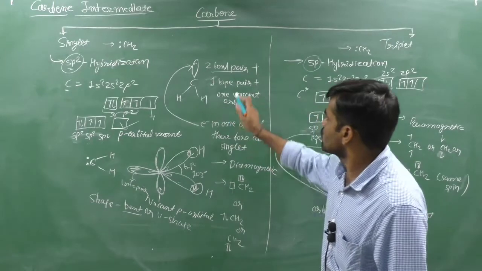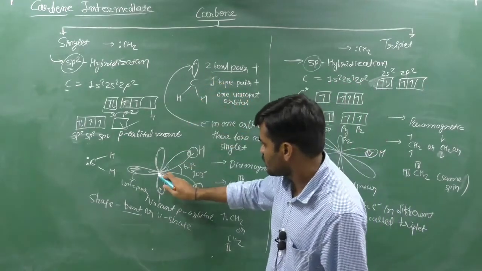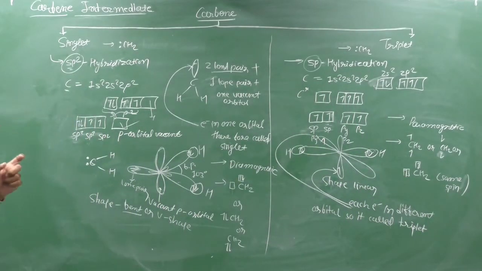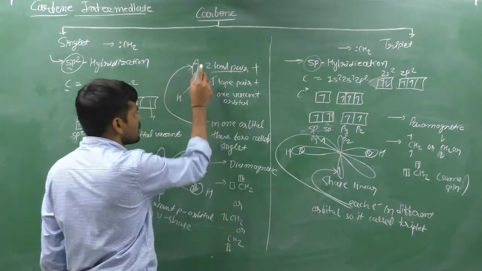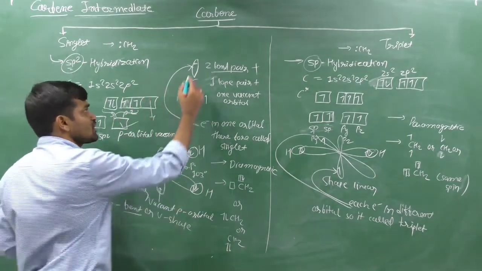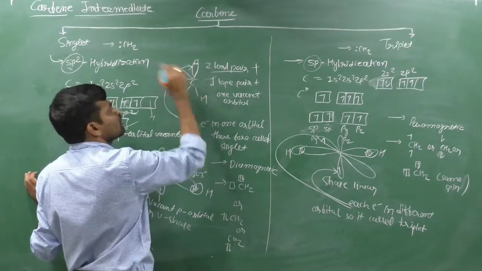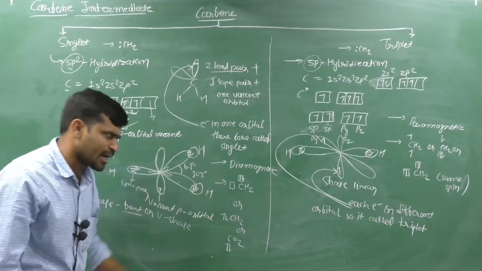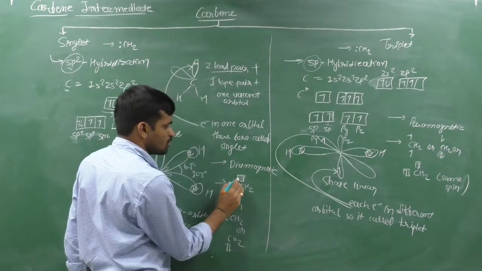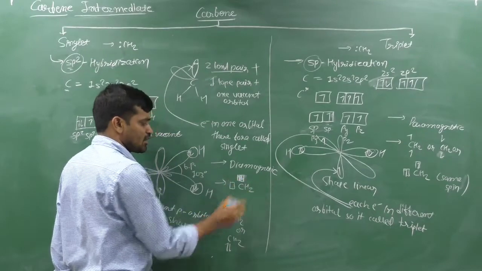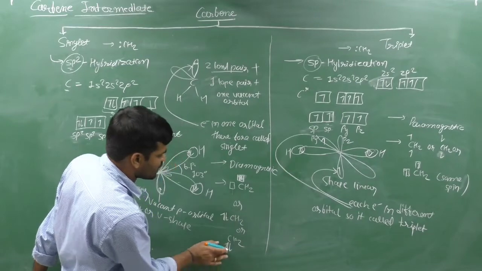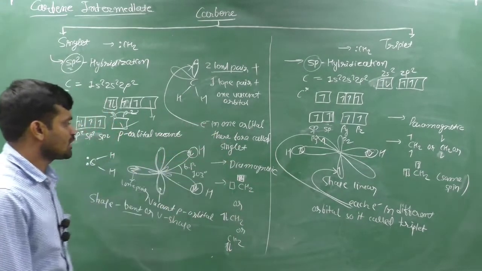It can have two bond pairs, one lone pair and one vacant p orbital, which we can represent here. Clear? The main characteristic of singlet carbene is that two electrons are present in one orbital, therefore it is called singlet carbene. The two non-bonded electrons are present on a single p orbital and one p orbital is vacant. It is diamagnetic in nature because both electrons are paired. It is generally represented as CH2 with a paired electron and a vacant orbital.